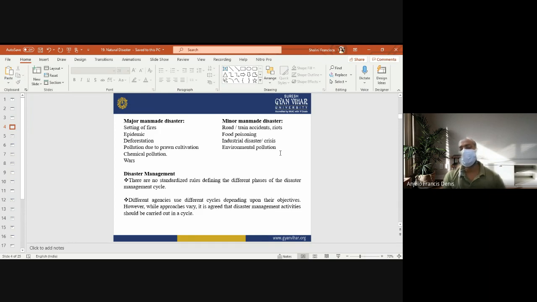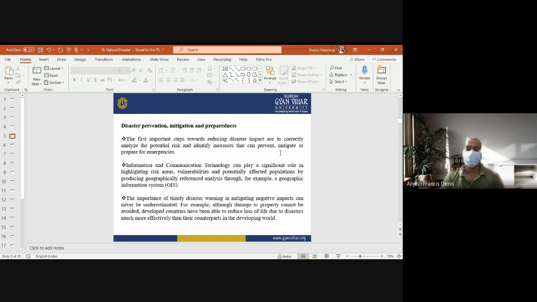The management techniques which we are adopting in order to manage the loss occurred due to a disaster, we call it disaster management. So disaster management consists of pre-occurrence as well as post-occurrence of the disaster. Generally, there are no standardized rules defining the different phases of the disaster management cycle. Different agencies use different cycles depending upon their objectives. However, while approaches vary, it is agreed that disaster management activity should be carried out in a cycle. We'll see in detail about all these cycles.